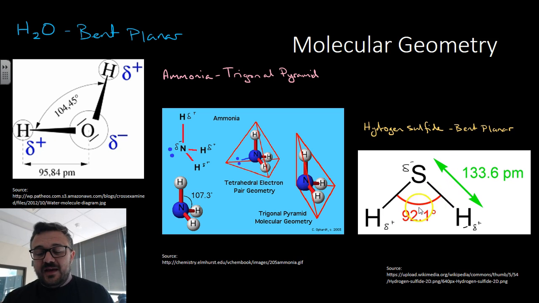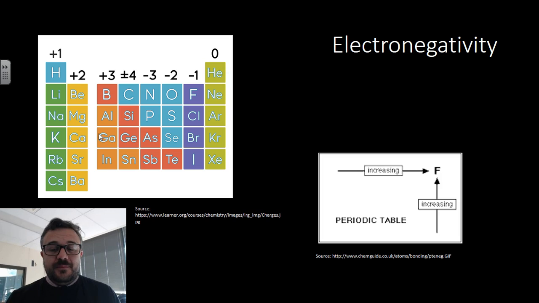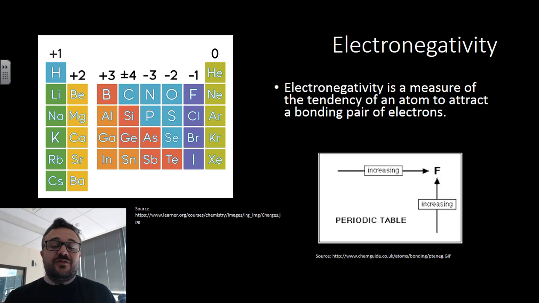Interesting point. See how these two hydrogens are closer together, but they're further away from the sulfur than the hydrogens are from the oxygen? And that's because of electronegativity, which we'll come to in a minute. Right now, electronegativity is basically the measure of the tendency of an atom to pull electrons, a bonding pair of electrons, to it, right?